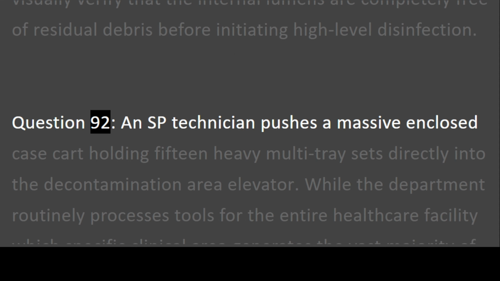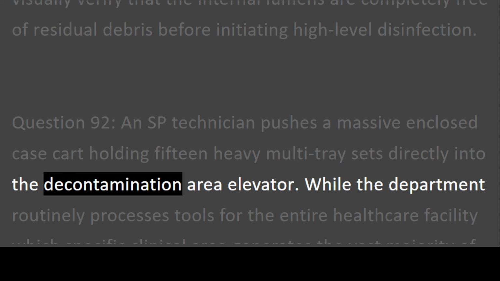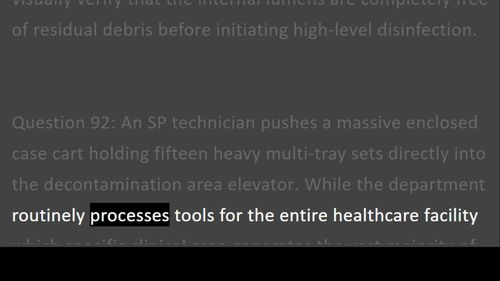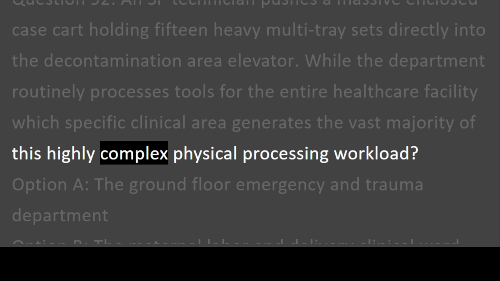Question 92. An SP technician pushes a massive enclosed case cart holding 15 heavy multi-tray sets directly into the decontamination area elevator. While the department routinely processes tools for the entire healthcare facility, which specific clinical area generates the vast majority of this highly complex physical processing workload?